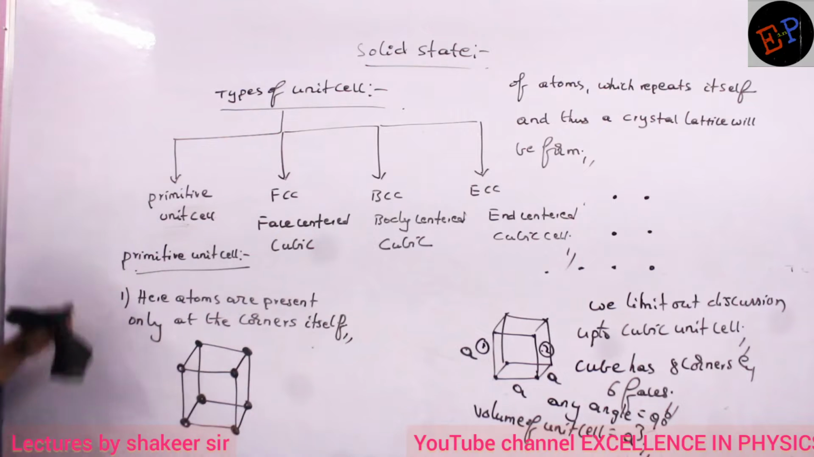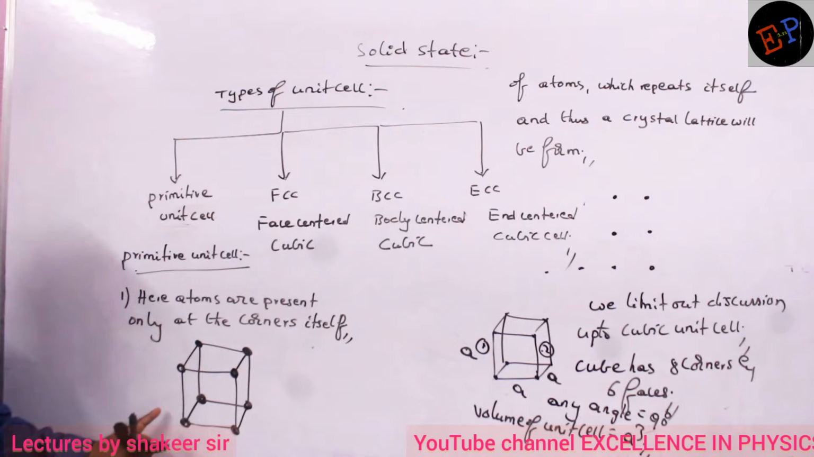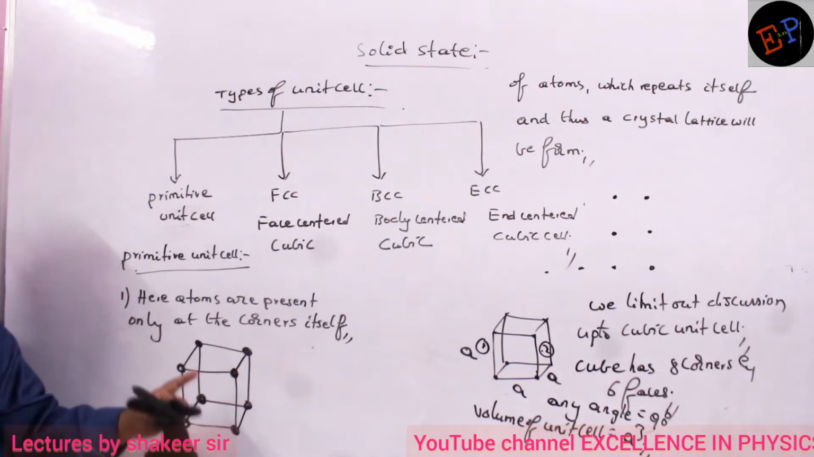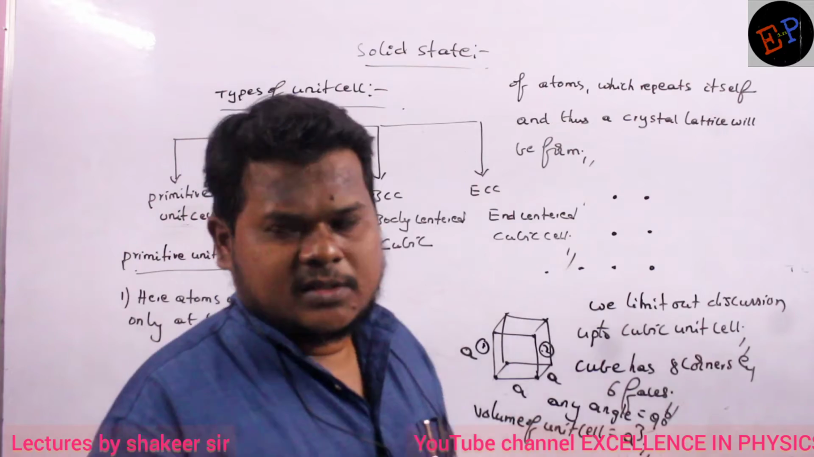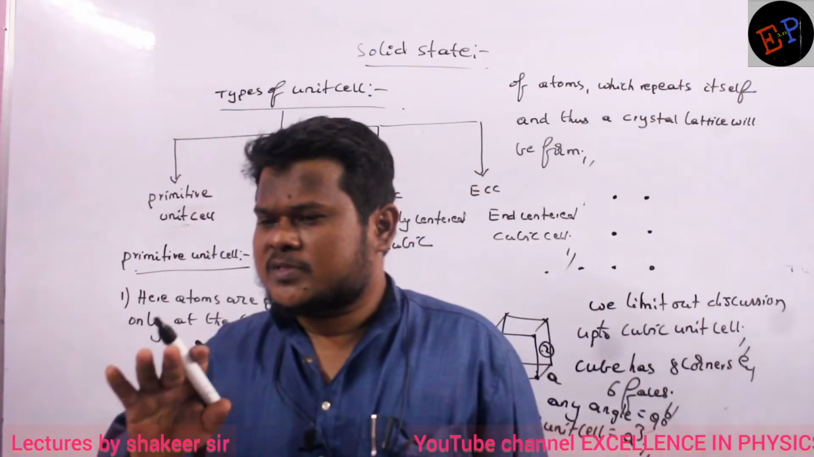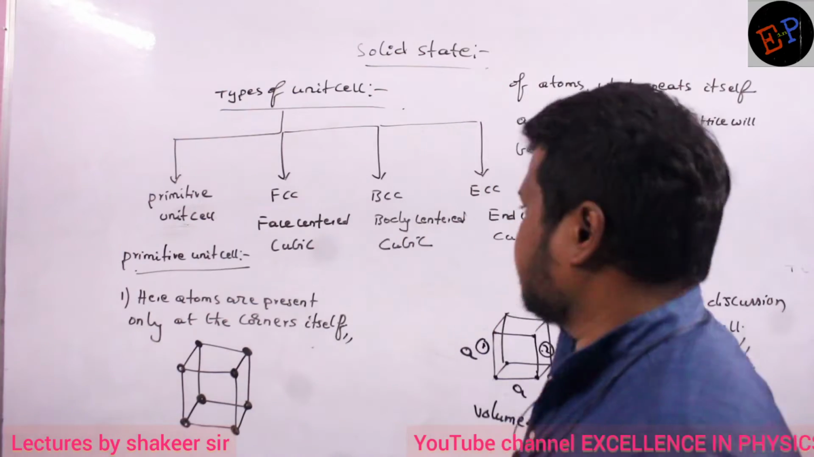So totally how many atoms, ma? 8 atoms are present. So this is called a primitive unit cell, where atoms are present only at the corners. They are not present at edges. They are not present on the face. They are not present at the center also. That is called a primitive unit cell. Clear, ma?